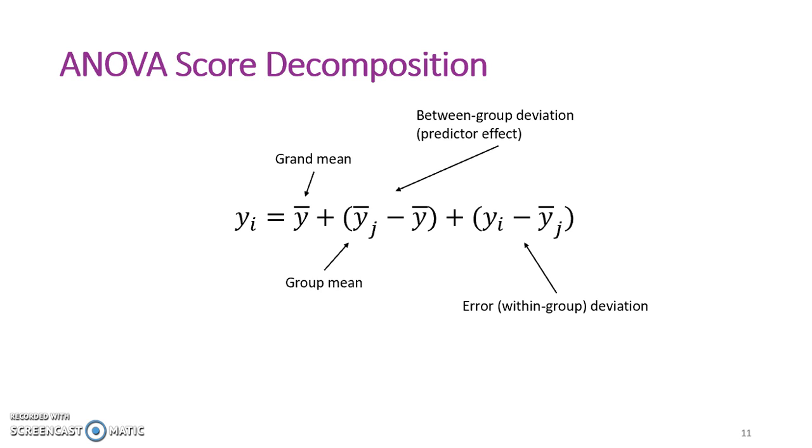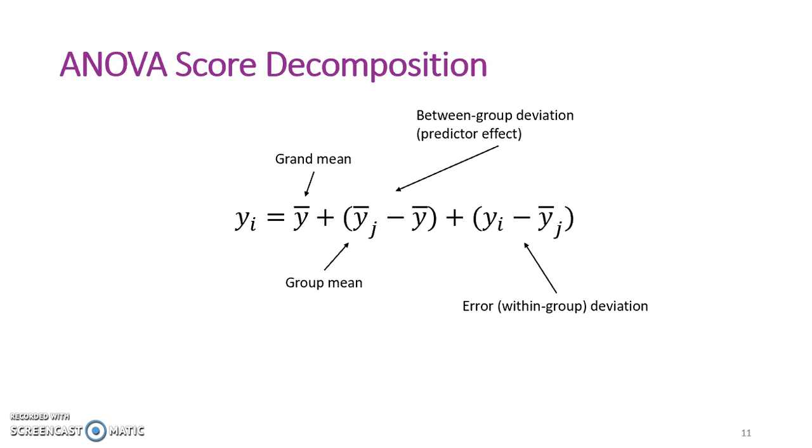And then in addition, we add the error or within group deviation. That's the difference between the observed score and the group mean, which here is the difference between 19 and 15, and that's 4. So this is how the general score decomposition happens. We've got a single score equal to the grand mean plus the between group deviation plus the error deviation, or within group deviation.